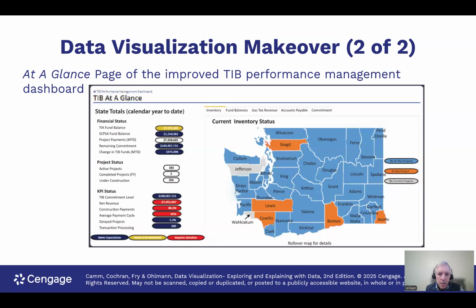The first thing is pretty simple. In the TIB at a glance, we're going to say they are calendar year to date. And we're going to give a legend here that says the blue is meets expectation, the gold is trends to be monitored, and the red is needs attention. Now, your authors, I think, use too many words. I wouldn't say needs to be monitored. I'd say something like needs attention. There are too many words here. They're trying to be polite when in fact they should be much more direct about this.